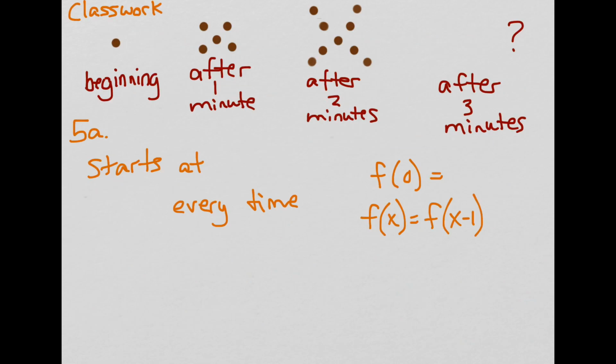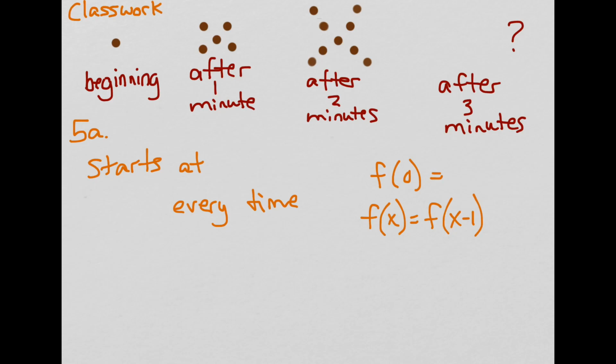Let's do another one. This is actually on your classwork, so if you were absent and you wanted to fill in your classwork, this will help you. So on the classwork, we gave you this pattern of dots. It starts with 1 dot, and after 1 minute, there were 5 dots. And then after 2 minutes, there were 9.